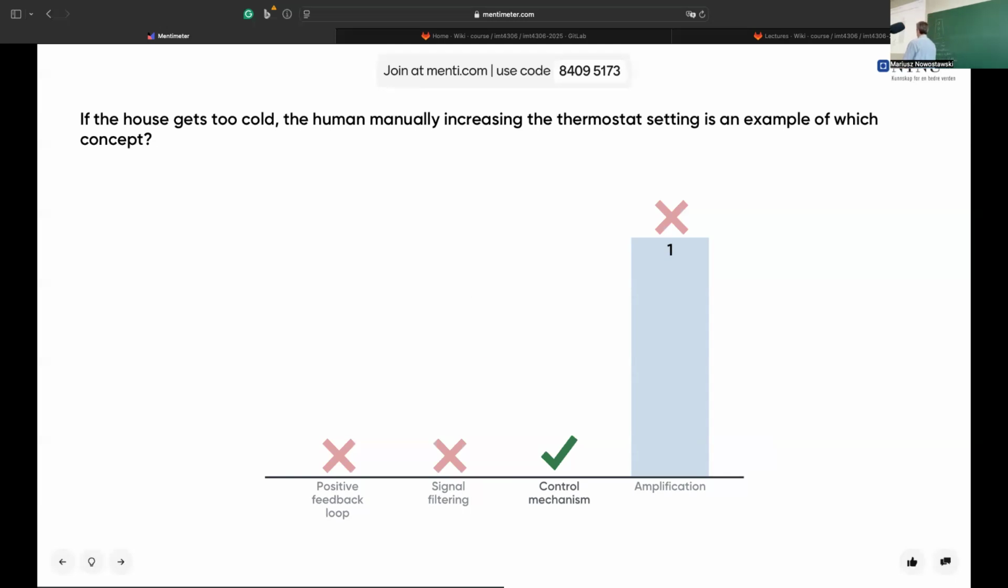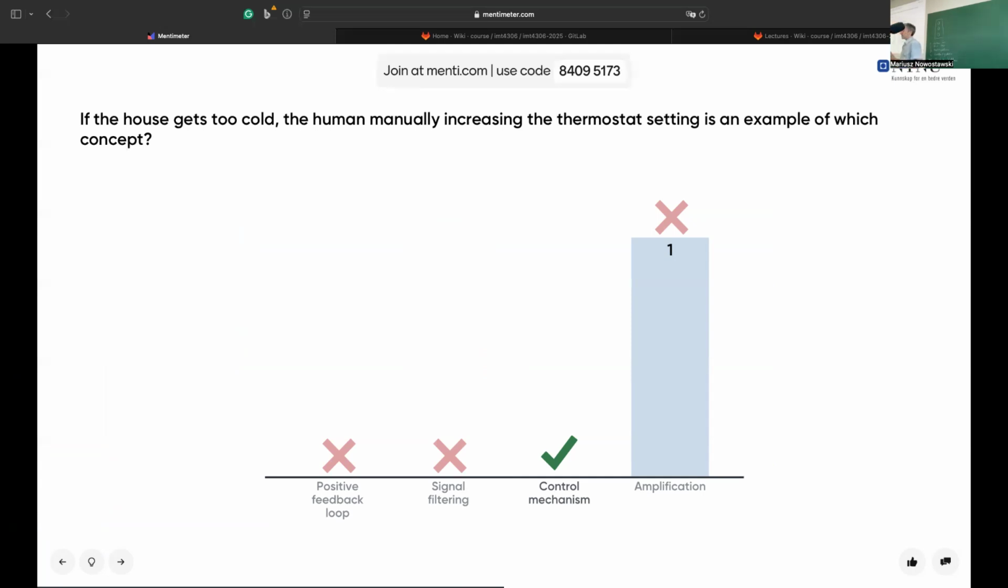So what is a positive feedback loop? Action has a good result, so continue doing it. No, I don't think so. So let's start with this one. Can you give me an example of amplification? Like increasing what is already there.